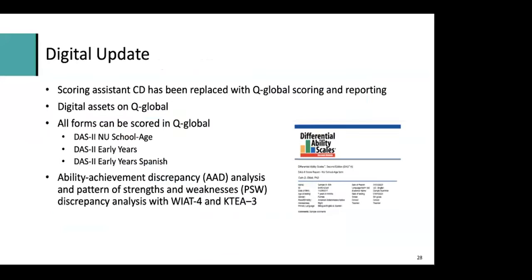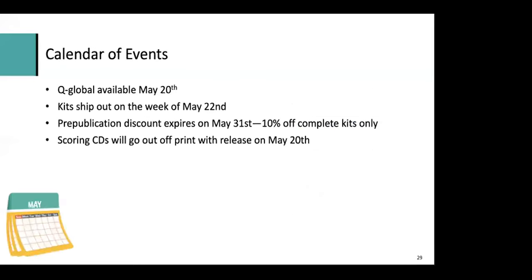Now, the scoring CD for the DOS2 and U, which I think many of us would agree is a bit antiquated, has now been replaced with Q Global scoring and reporting. In addition, digital assets for the DOS2 and U to include manuals will be available under the resource library in Q Global. The normative update for the school age, the early years and the early year Spanish will be available for scoring in Q Global. And as I indicated earlier, you'll also have ability achievement discrepancy analysis for the WIAT-4 and KTEA-3.